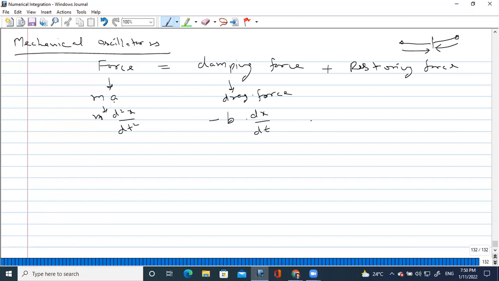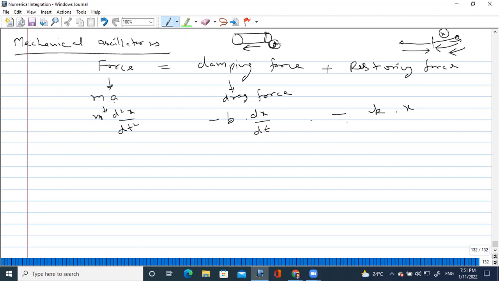This damping force is a drag force. Suppose this body is going through some air and air is having some dragging, so that drag force will work back, and it depends upon velocity. Here it depends upon position. So that's why with some constant, velocity is multiplied. Here with some constant k, the restoring constant, we are multiplying with position. But restoring force also works negative. If it is going in this side, restoring force will work on the negative side. So that is also negative.